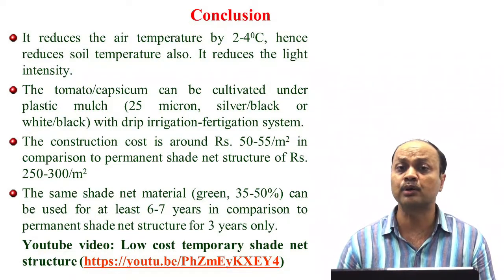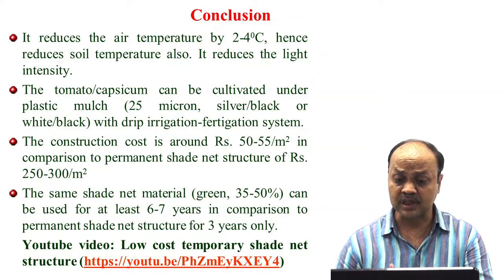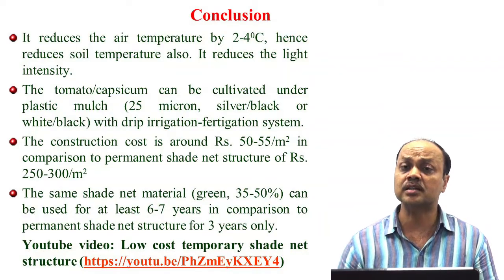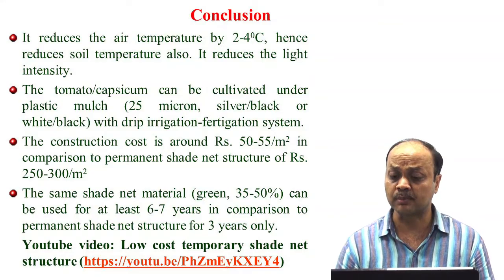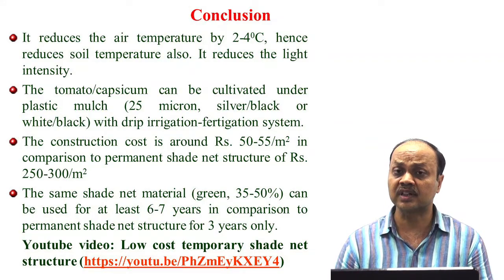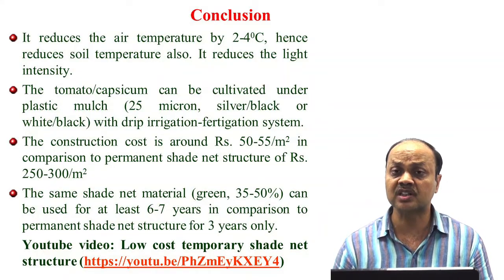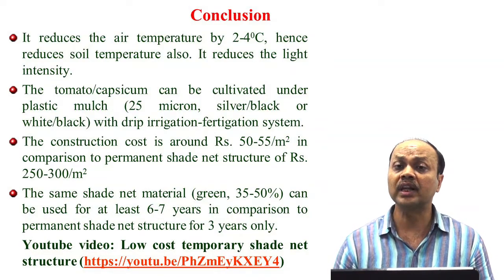Again, in the next summer you use that temporary sediment structure for cultivation of tomato and capsicum. You can see that the construction cost of this temporary sediment structure is 50 to 55 rupees per square meter. But if you go for the low cost sediment structure, it is up to 300 rupees per square meter. Commercially, the GI pipe structure goes up to 600 rupees per square meter. So you can see the cost here is only 55 rupees.